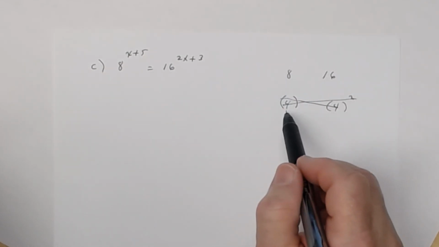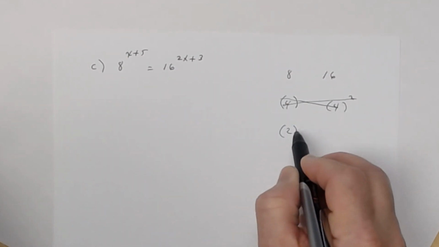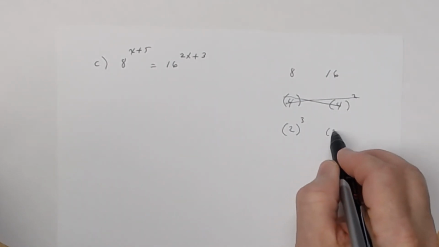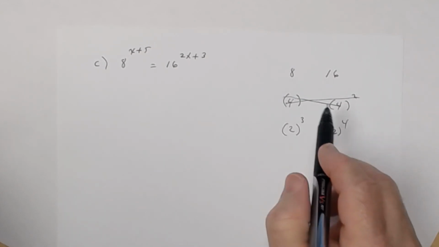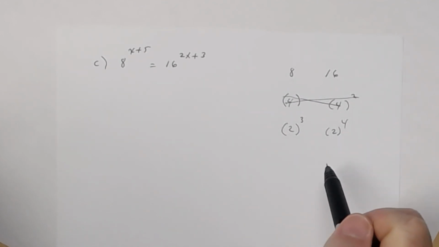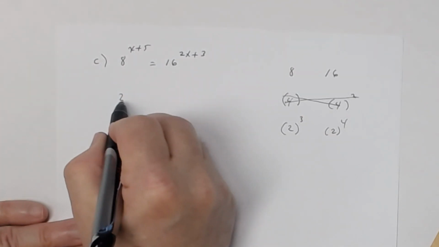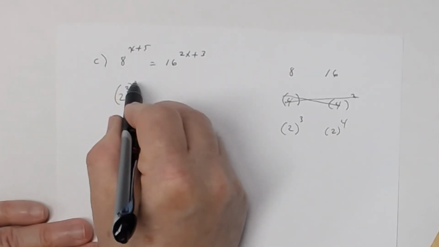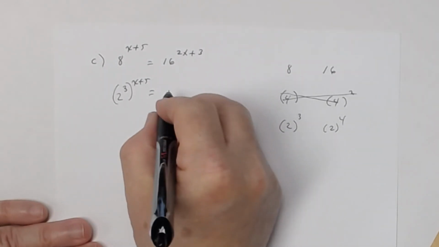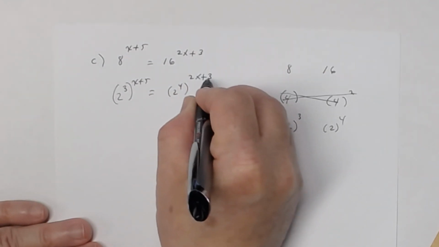So let's think about another base, maybe 2, right? If I rewrite 8 as 2 to the third power, which is what 8 is, and 16 we know is 2 to the fourth power, then I can rewrite 8 and 16 using base 2. And so that's what we're going to use. So I'm going to rewrite 8 as 2 to the third, and don't forget that's being raised to the x plus 5 power, equal, I'm going to rewrite 16 as 2 to the fourth power, don't forget, write it like this in parentheses, and that's being raised to the 2x plus 3 power.